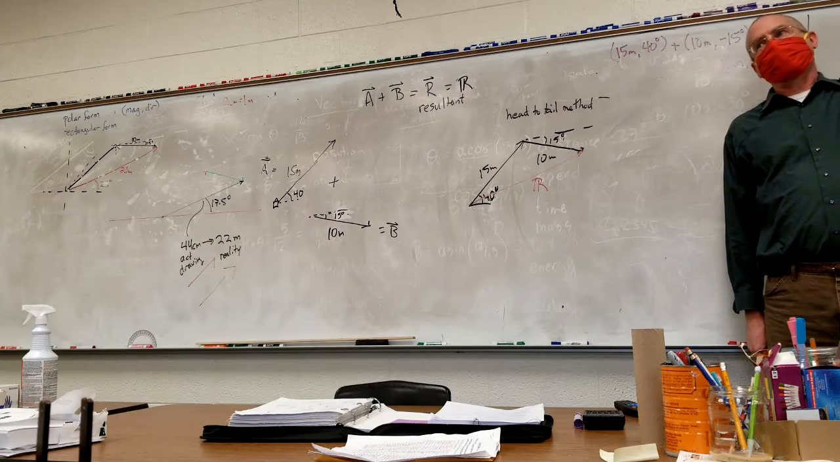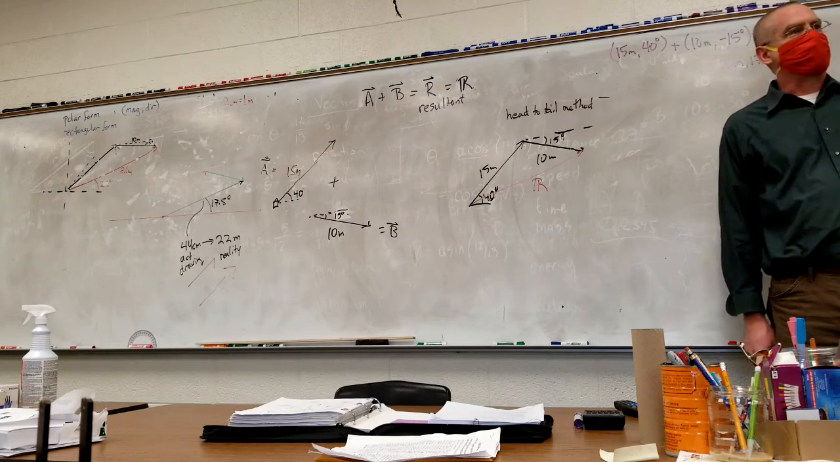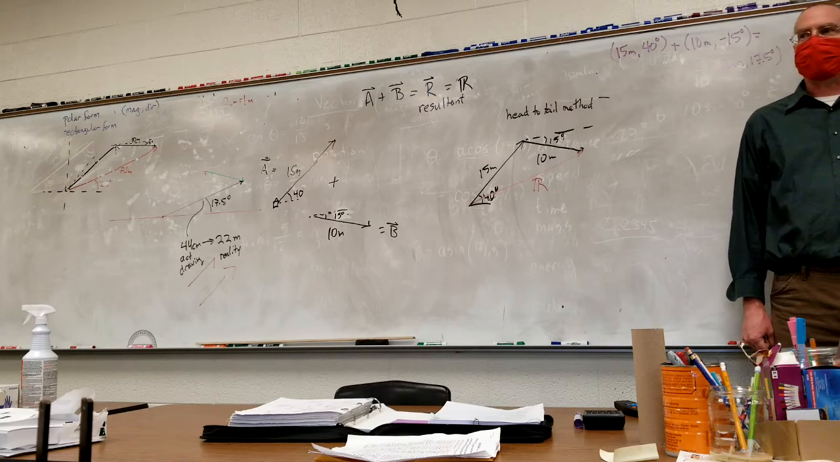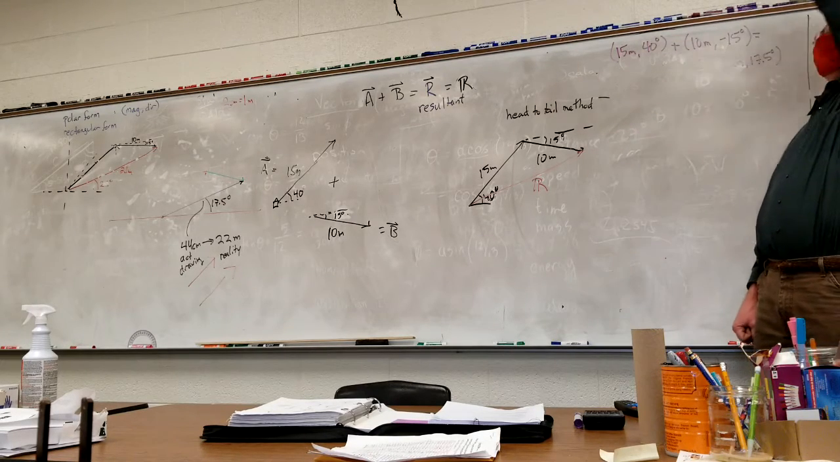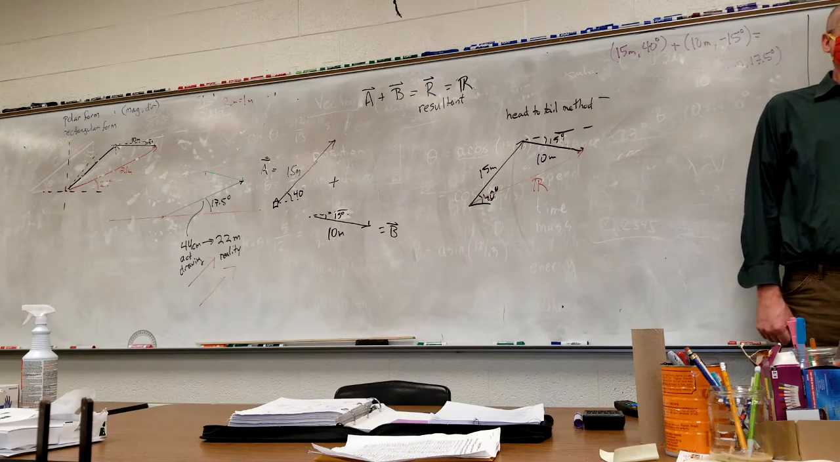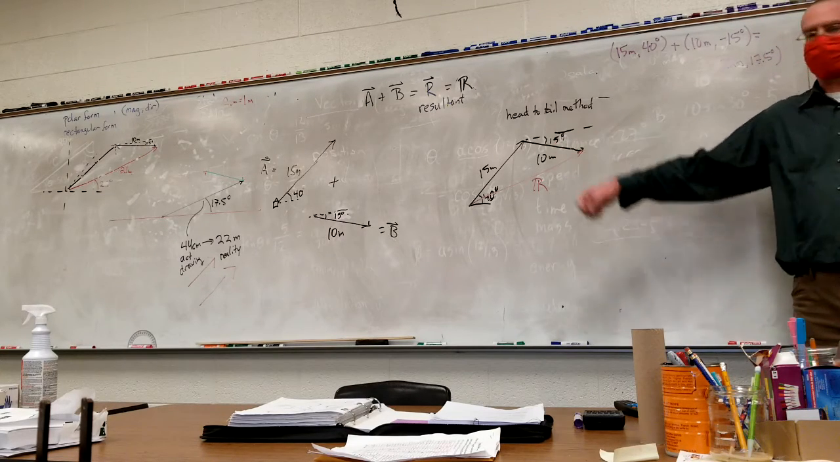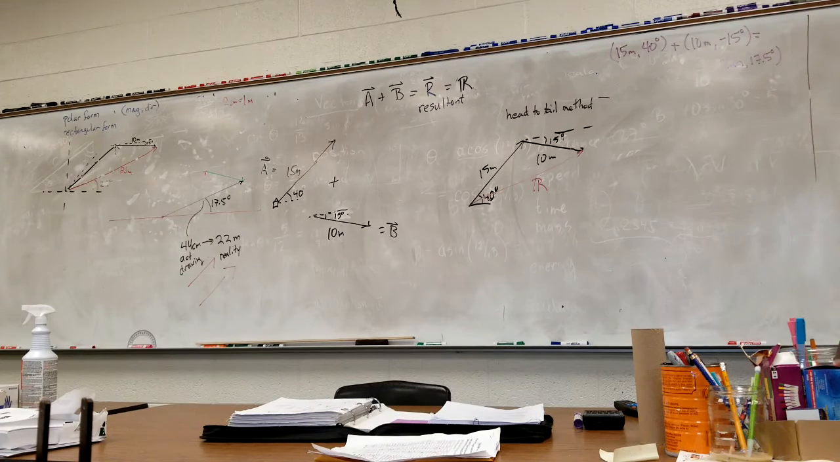Positive angles go counterclockwise. So 0, 90, 180, 270, 360. Going in the other direction, they're negative. So 0, negative 90, negative 180, negative 270, negative 360 degrees. And since that one went below, that's negative 15 degrees. Questions to here? Because we're about to actually come up with the real answer.